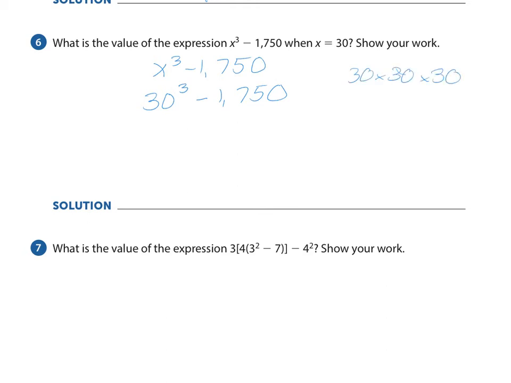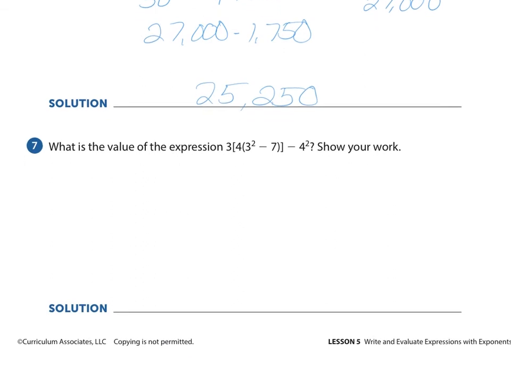Okay, if we do 3 times 3, we get 9. 9 times 3 is 27. We have to add in 3 zeros for our multiplication. So we're taking 27,000 minus 1,750. And when we do that, we get 25,250. Remember, because it is a video, you can pause and go back and do whatever you need to fix your work.